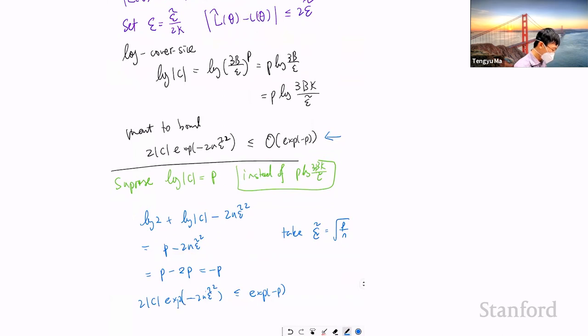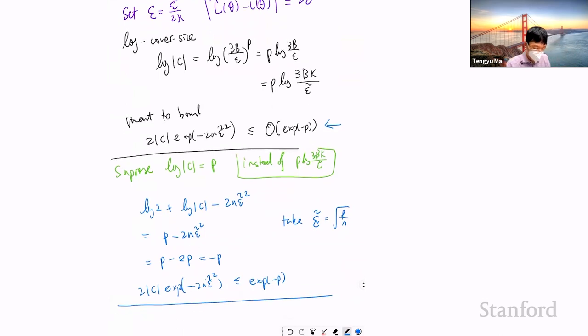Okay, but we did make this incorrect assumption that log C is equal to P, but this assumption is not very far, right? It's only off by a log factor. So if you want to fix this, technically you need to deal with the log factor. It wouldn't change much, but it would introduce a little bit of a complication.